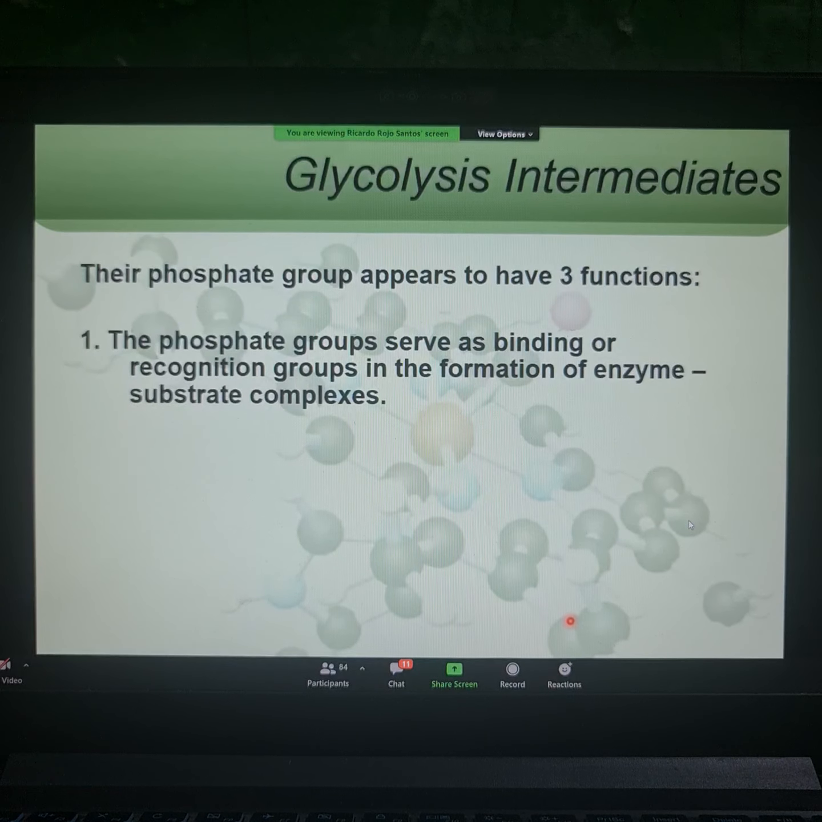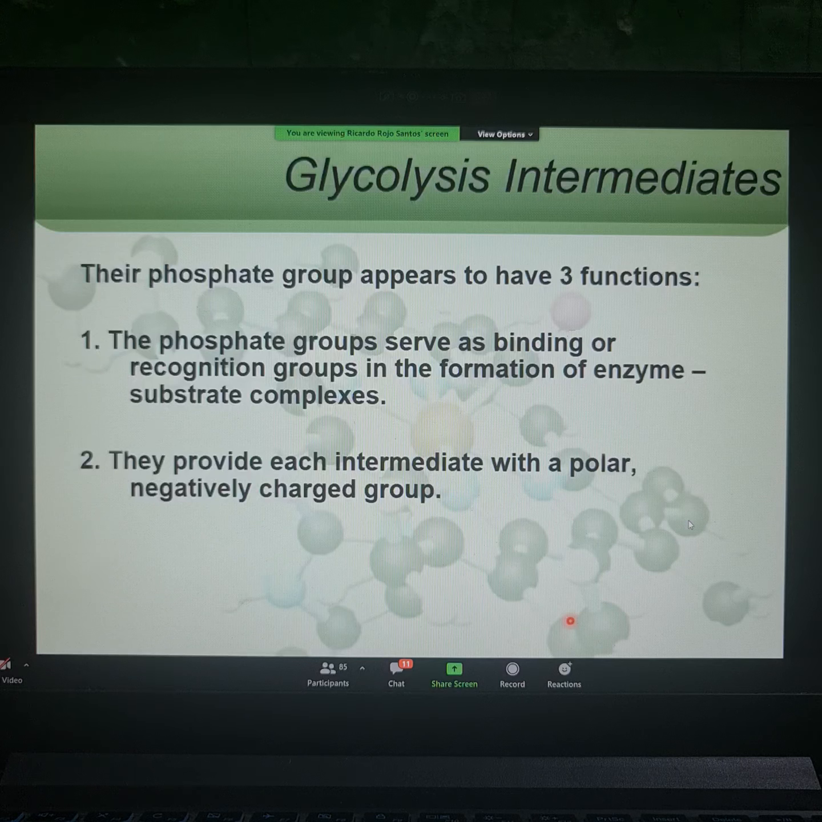Number one, the phosphate groups serve as binding or recognition groups in the formation of the enzyme-substrate complex. Okay? So in other words, the enzyme must be able to recognize its substrate. And in this particular case, it is the phosphate group that is recognized by the enzyme. Number two, they provide each intermediate with a polar negatively charged group. And what is the importance of this number 2 item here?